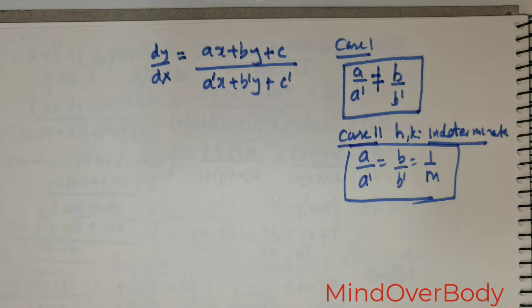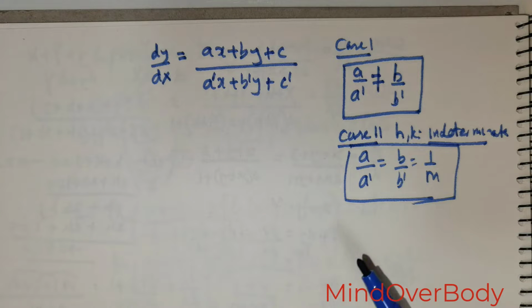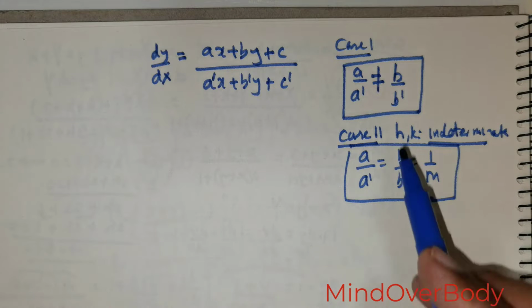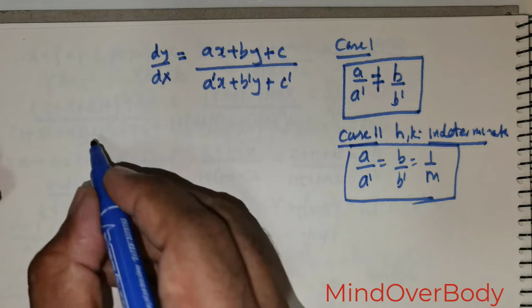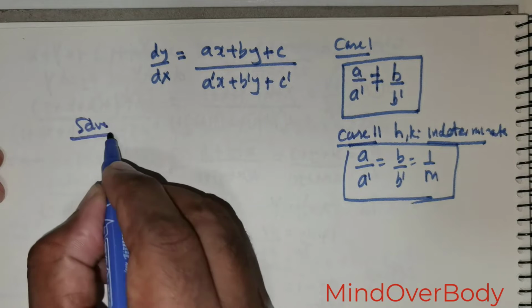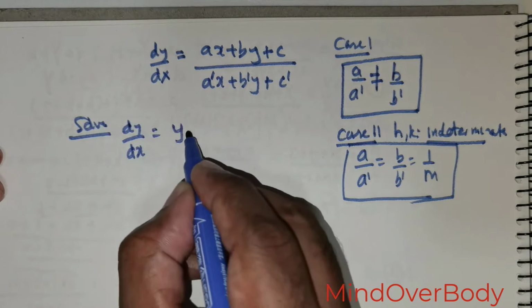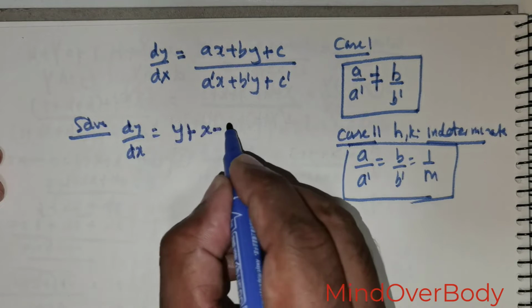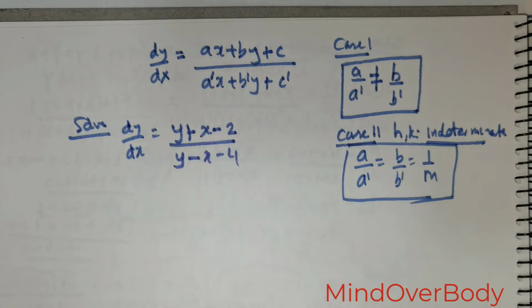Now I will be doing questions related to case 1, and then I will follow it up by doing questions related to case 2. So foremost, let us just start off by performing a question related to case 1. Let me give you this question. Solve dy over dx is equal to (y + x - 2) divided by (y - x - 4).